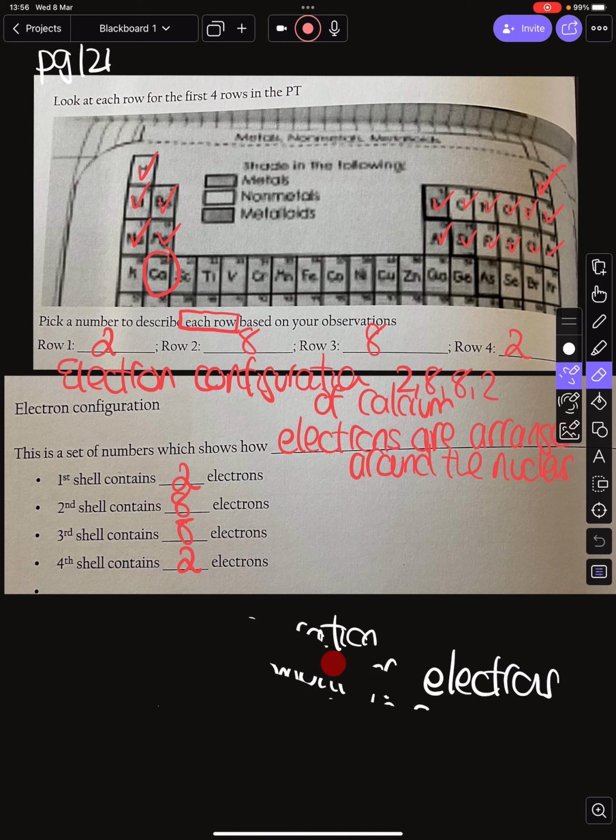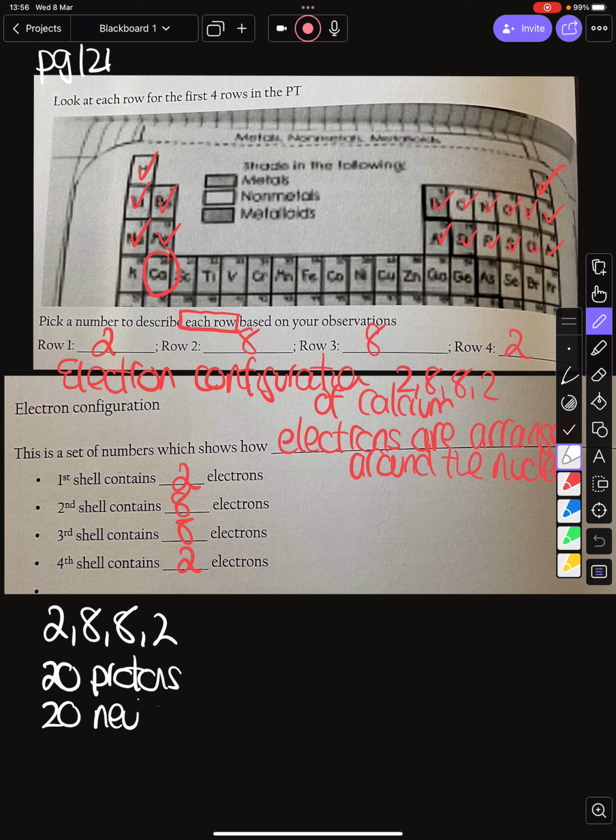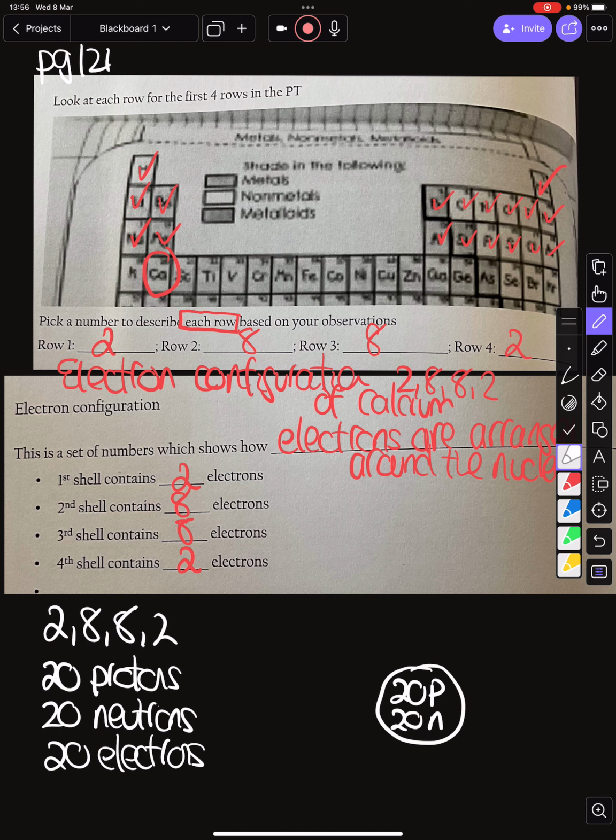So we're going to look at calcium now. We've just worked out the electron configuration of calcium is 2, 8, 8, 2. We're also going to use the APE MAN from earlier, and earlier we learned that there were 20 protons, 20 neutrons, and 20 electrons. So how do we draw what is called a Bohr diagram using all this information? We say 20p, 20n, and we put a circle around it. This circle is our nucleus.